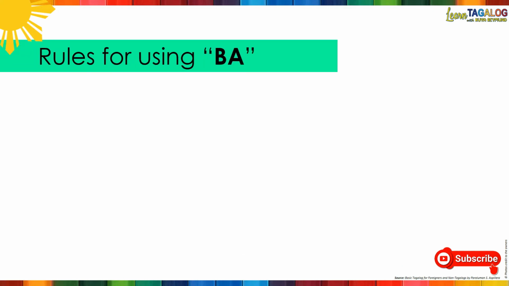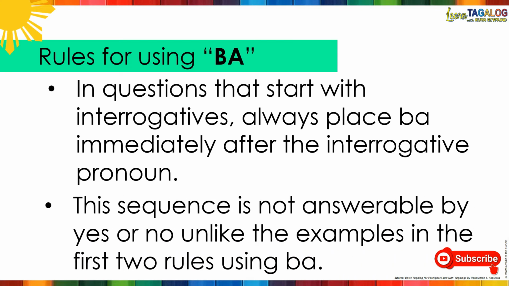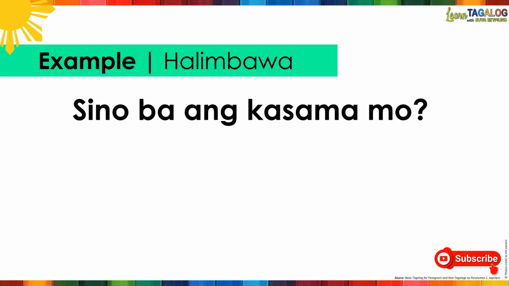Next, another rule for using ba is that in questions that start with interrogatives, always place ba immediately after the interrogative pronoun. This sequence is not answerable by yes or no, unlike the examples in the first two rules that we've mentioned. We have here an example, sino ba ang kasama mo? Which means, who is your companion? And then to answer, you say, si Maria ang kasama ko or si Clara ang kasama ko.